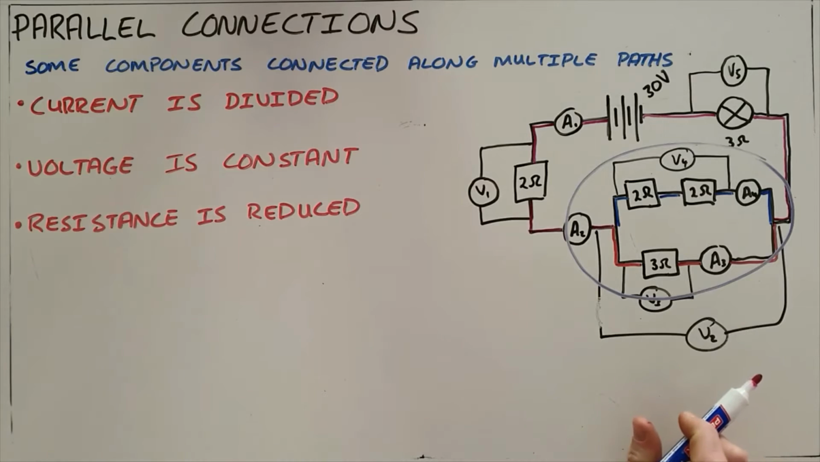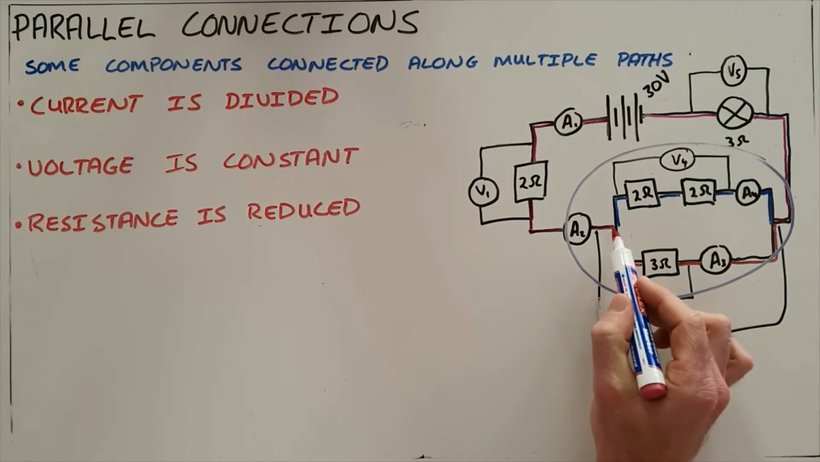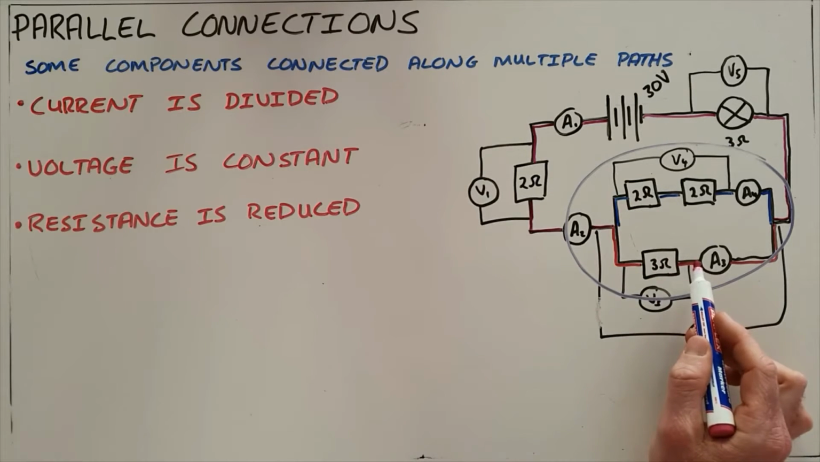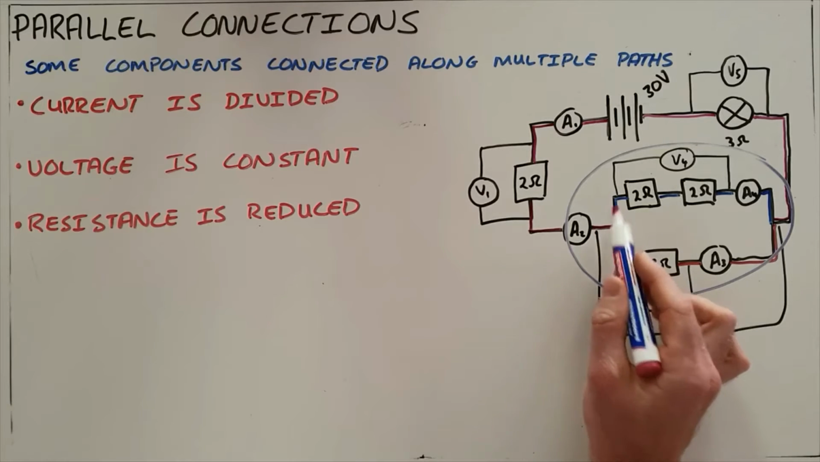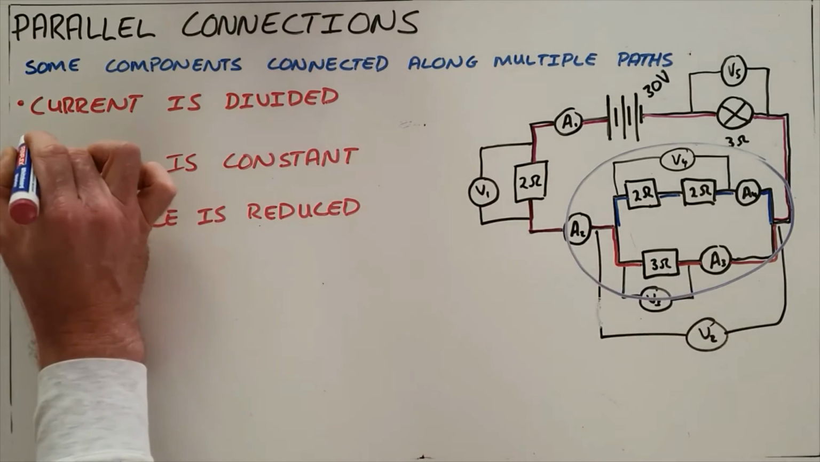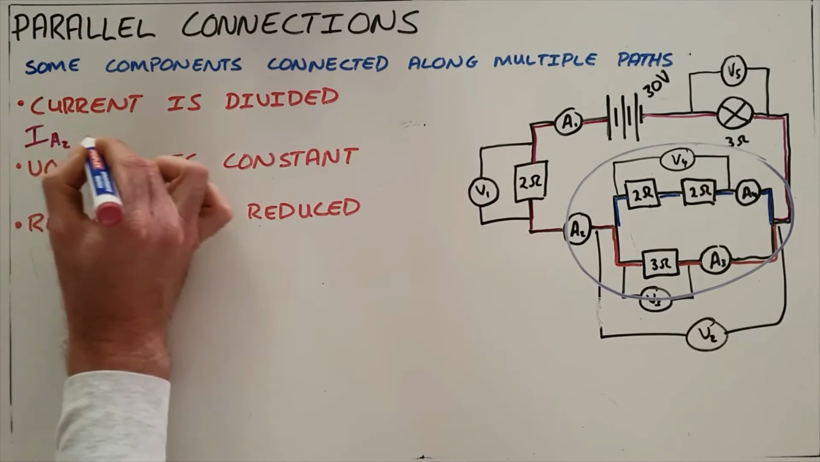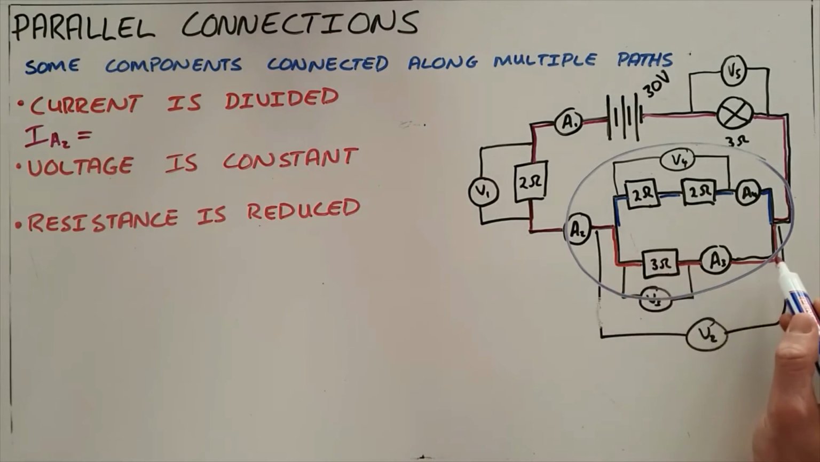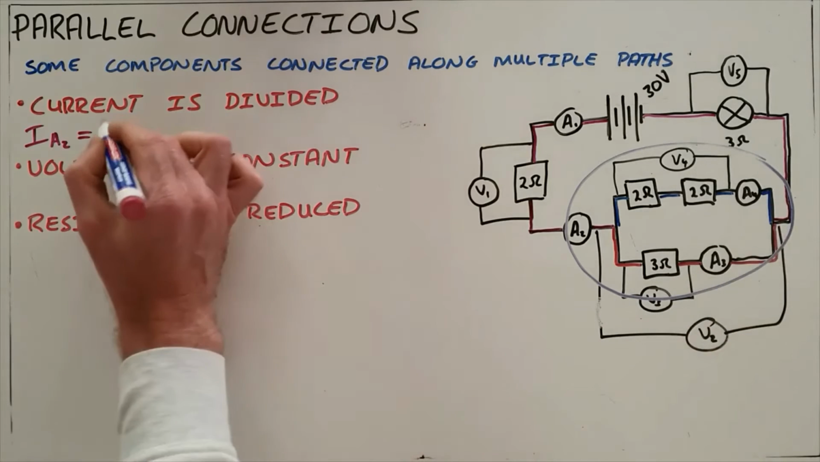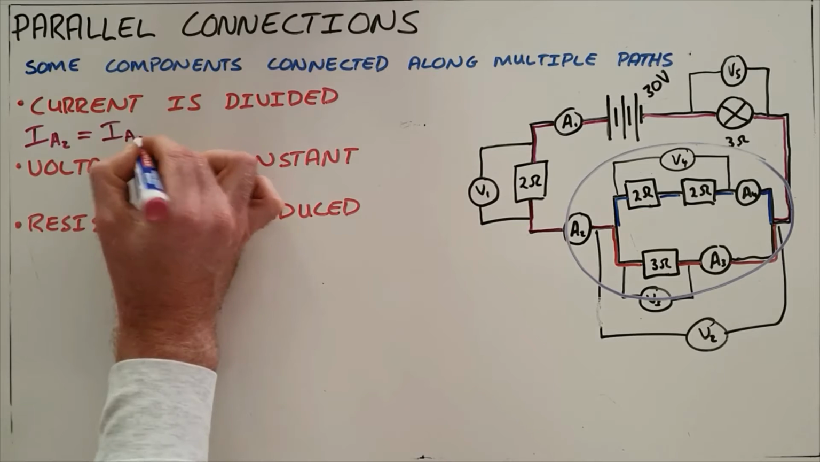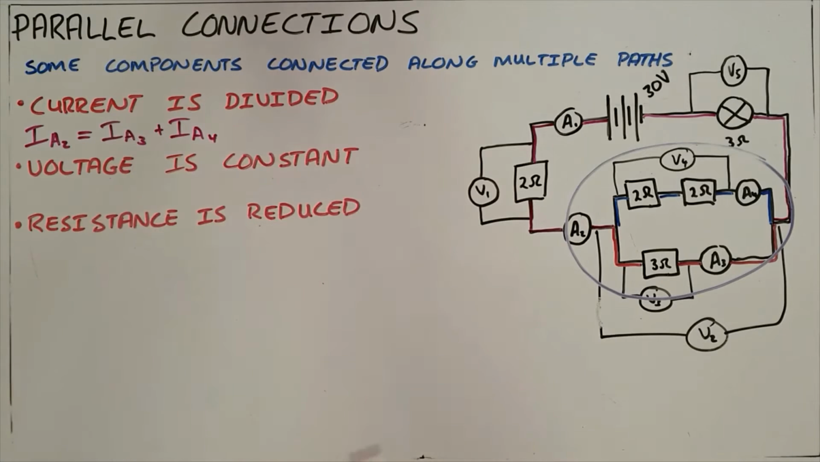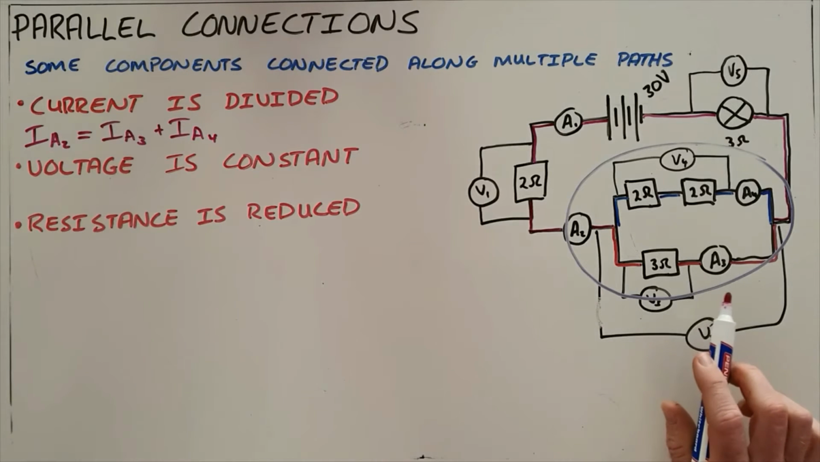The first one is that the current is divided. As we can see here, since the current splits, it cannot go in equal amounts on 2 different paths. So the current must be divided between those 2 paths. The total current, the current passing through ammeter A2 before it splits, must be equal to the sum of the currents on all of the paths in this parallel circuit. In this case, that is equal to the current passing through ammeter A3 plus the current passing through ammeter A4. So the first rule for parallel circuits is that the current is divided.